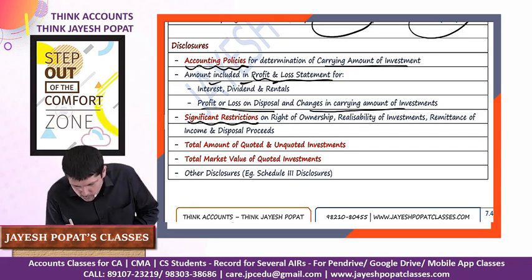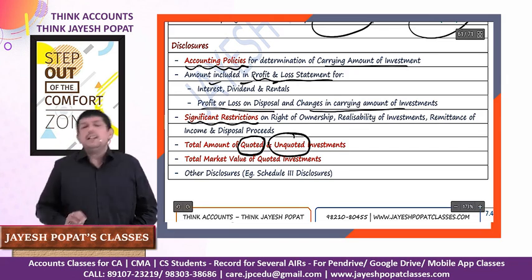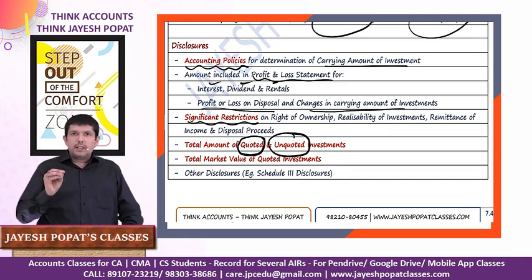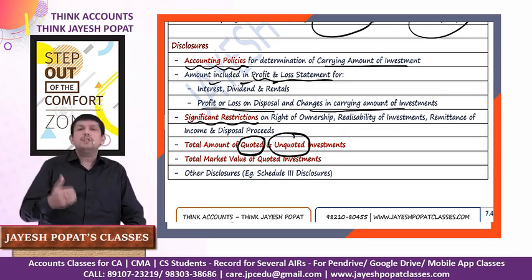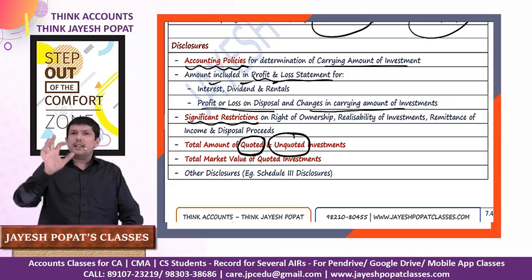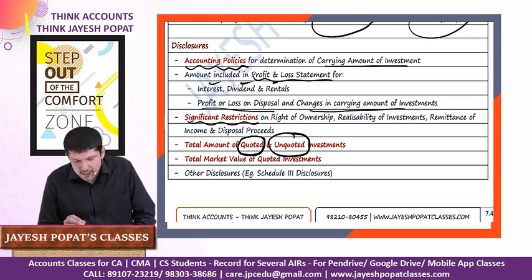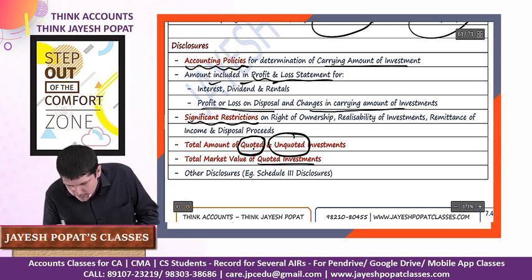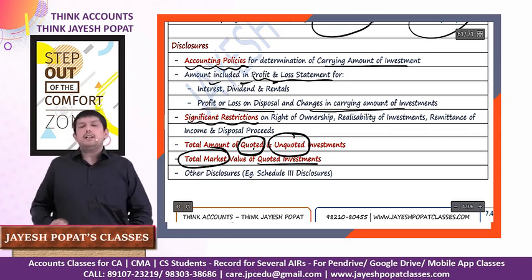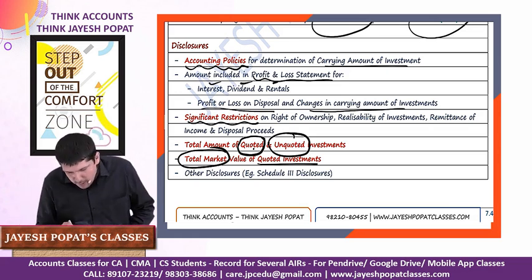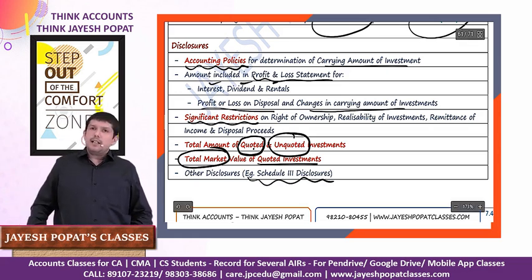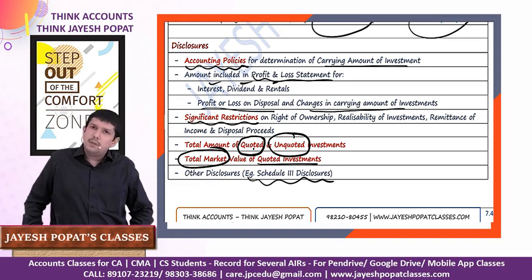We need to state the total amount of quoted and unquoted investments. Quoted investments means those investments the price of which is available in the stock exchange. Unquoted investments are usually those investments which are not listed on any recognized stock exchange. And if we are holding quoted investments, we need to tell the total market value. We need to also disclose the total market value of our quoted investments, and whatever other disclosures are required by Schedule 3 of the Companies Act, that also needs to be dealt with.